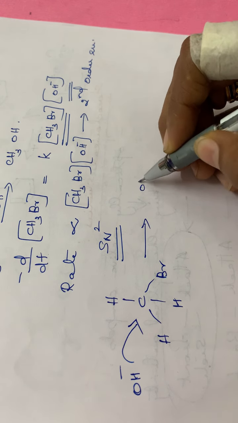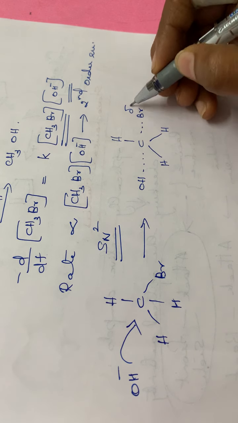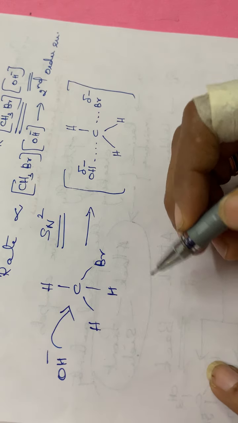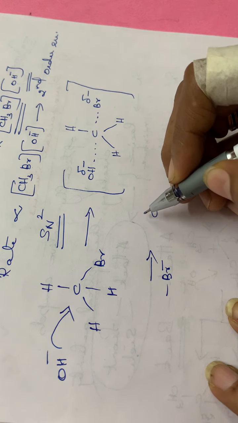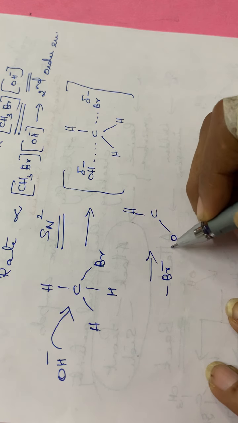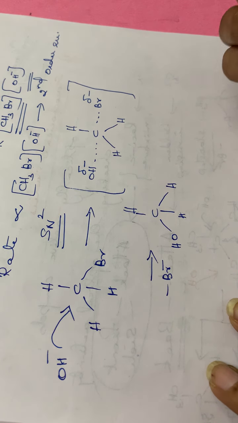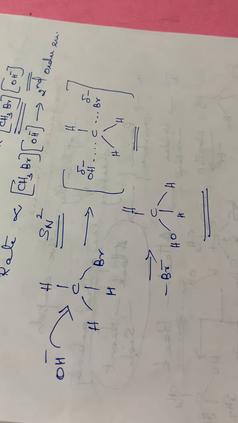So what happens? The transition state will be formed, H, then H, H. This is the bond breaking step, delta negative. This is also delta negative. This is a transition state. And then finally Br minus will be eliminated and the product will be CH3OH, with the attack of OH from the back side, so it will be like this, H, H. Okay, so this is the first case, that is, it follows SN2 mechanism. A transition state is there in between.